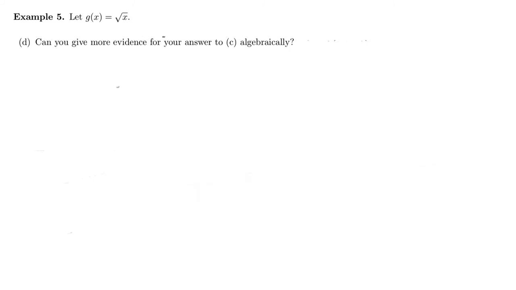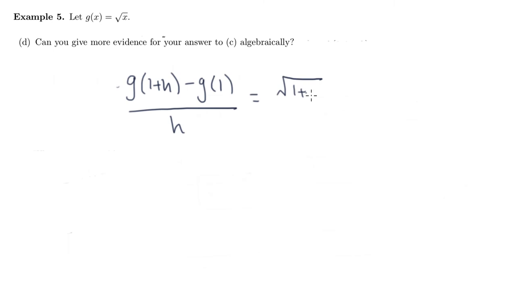Okay, so we saw from our table in part B, and then we concluded in part C, that our instantaneous rate of change of this function at x equals 1 was 0.5. So can we get more evidence for this algebraically? Remember that our average rate of change of our function over this interval, 1 to 1 plus h, was square root of 1 plus h minus 1 divided by h.